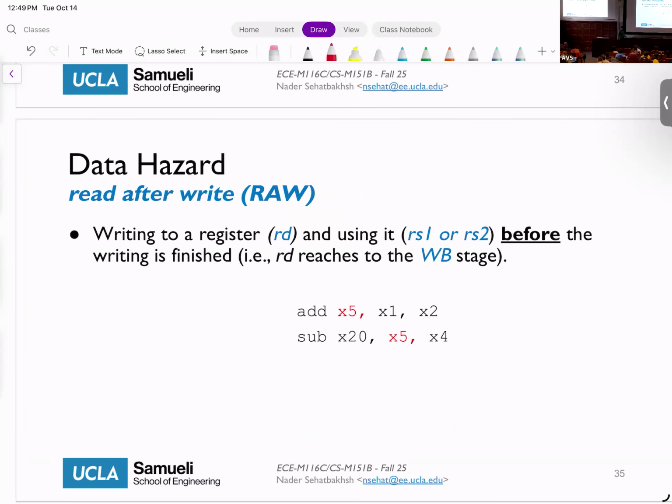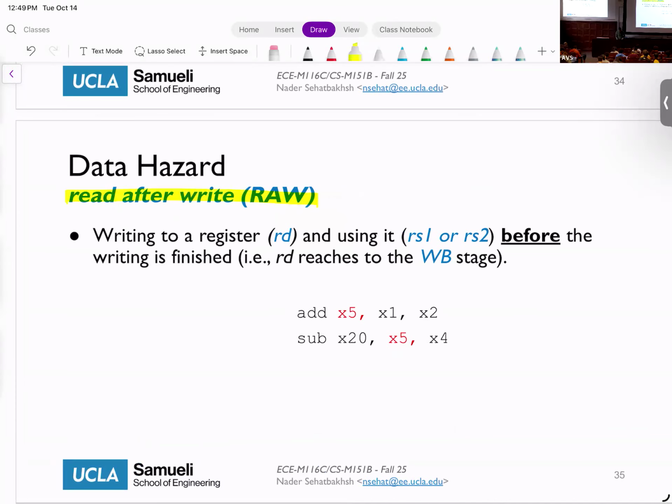The most obvious one is what we call a RAW data hazard. This is called read after write. The example that I gave you was read after write, so I'm reading this register after writing to it. In other words, when you're writing to rd and you're using rs1 and rs2 before rd is actually finished, that is, before this instruction reaches the write-back stage, you want to read rs1 or rs2. This is what we call a RAW data hazard, or read after write data hazard.